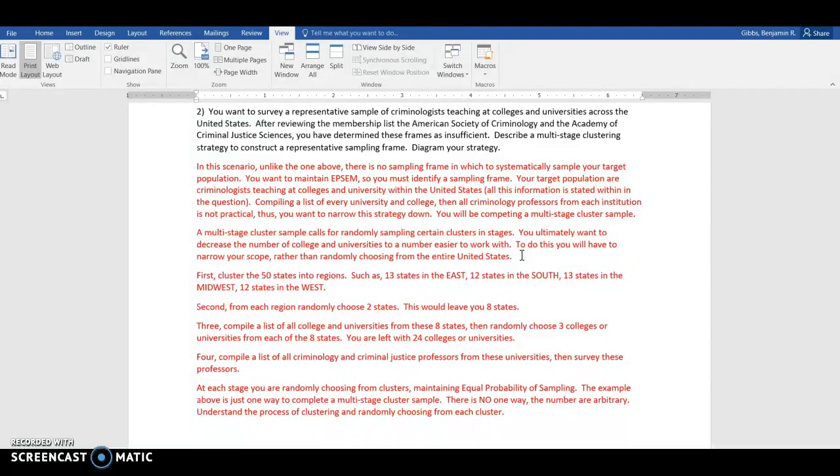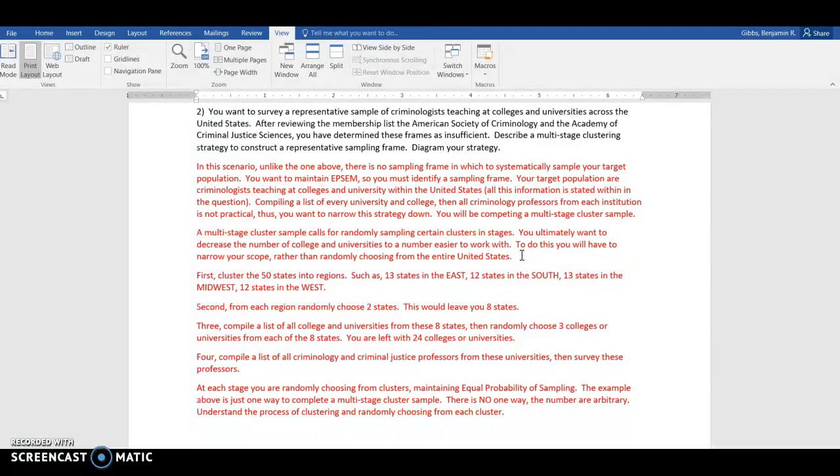across the United States. Of course, here the scenario says, after reviewing the membership list at the American Society of Criminology and Academy of Criminal Justice Sciences, we recognize that this frame would be insufficient. The reality is that not every criminal justice or criminology professor in the United States belongs to ASC or ACJS, so they're not going to be a part of those membership lists. So we do not have a sampling frame for our target population.